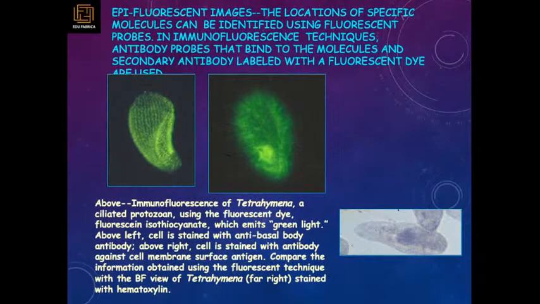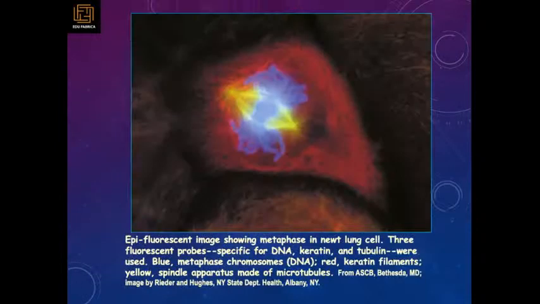Further, the epifluorescent images look like this. On the left-hand side you can see fluorescein isothiocyanate, which emits green light, in Tetrahymena, a ciliated protozoan. On the right-hand side, the cell is stained with an antibody against cell membrane surface antigens, used for the fluorescent technique, alongside the bright field of Tetrahymena. And these are the epifluorescent images of the same. Things are pretty bright and nicely visible.